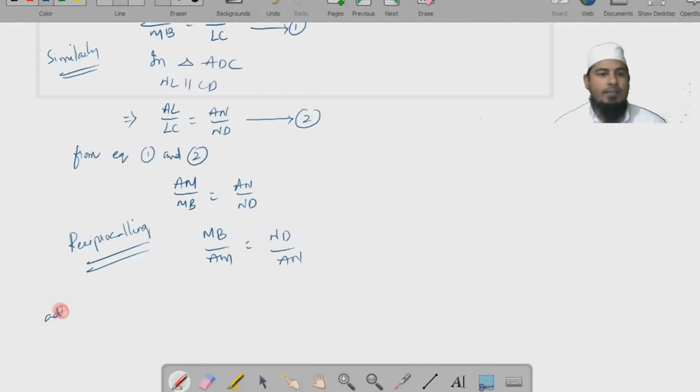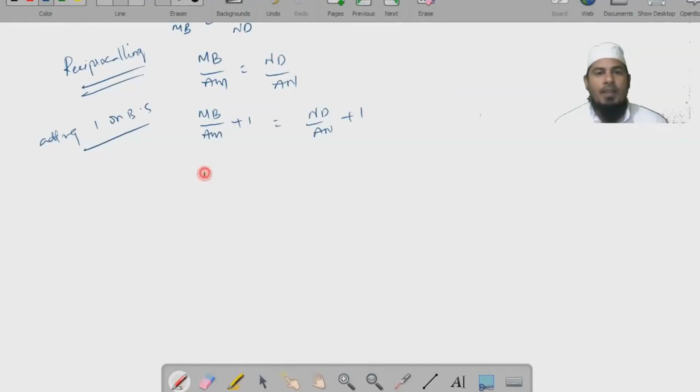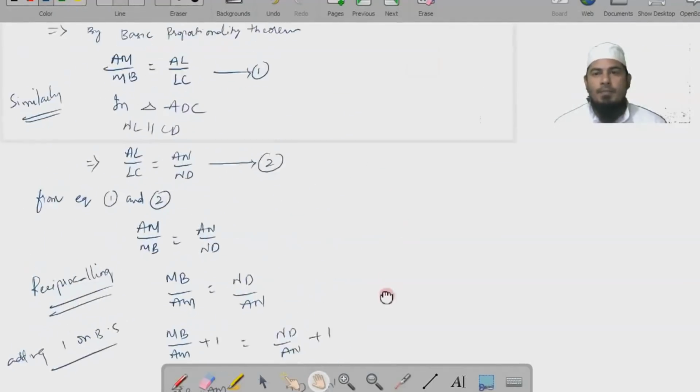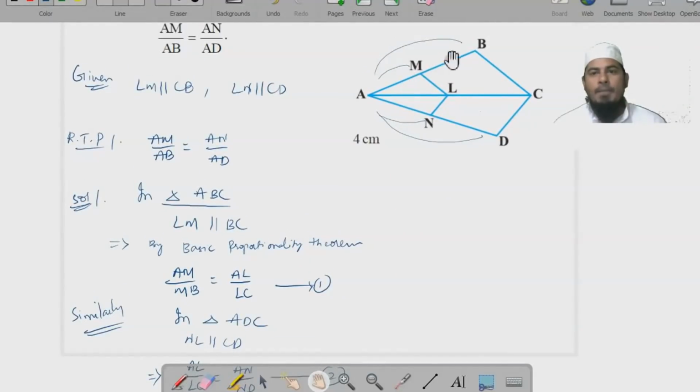Then adding 1 on both sides, it will give MB by AM plus 1, ND by AN plus 1. When we do the simplification, (MB plus AM) divided by AM is equal to (ND plus AN) divided by AN. So when we see the diagram, what is going to be MB plus AM? Please see here the diagram. MB plus AM is AB. Similarly, AN plus ND will be AD.